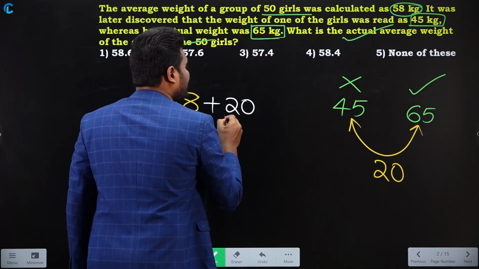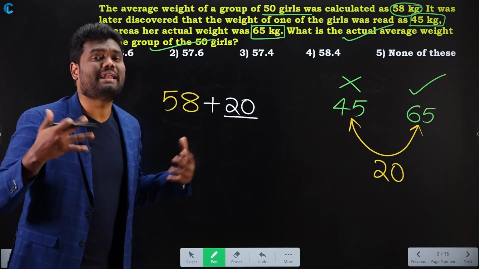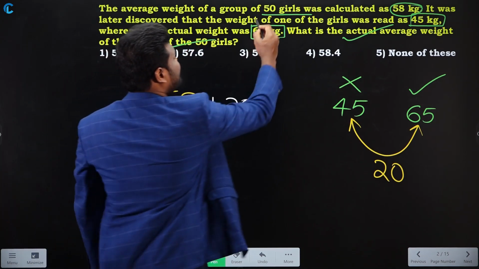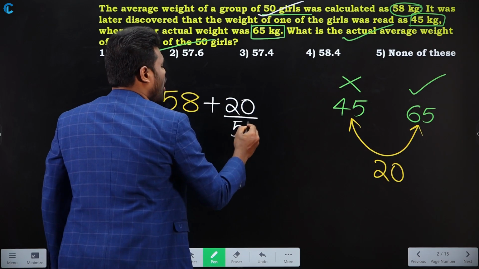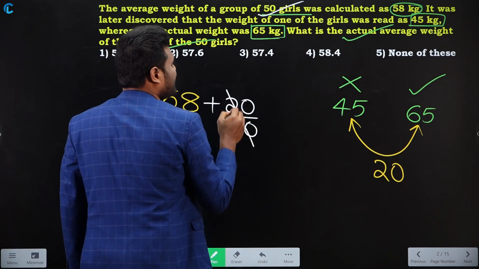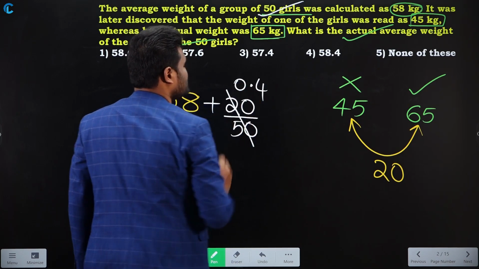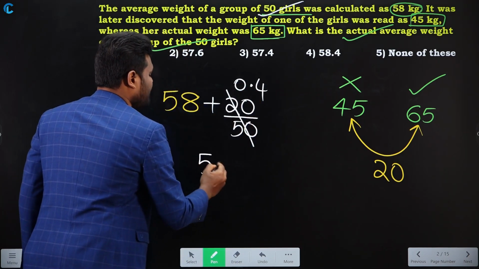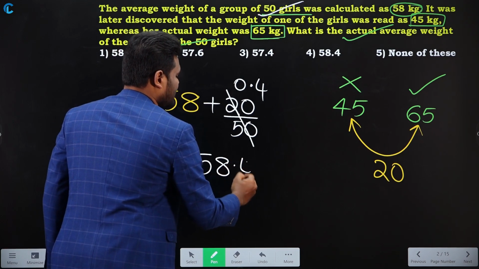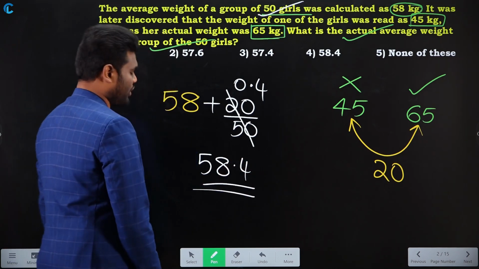Now don't forget, you need to distribute that. Distribute to how many persons? Total you have 50 girls. So you need to distribute to all 50 girls. So 20 by 50 is the same as 2 by 5. So 2 by 5 is nothing but 0.4. So the actual weight or correct weight is nothing but 58.4 kg.